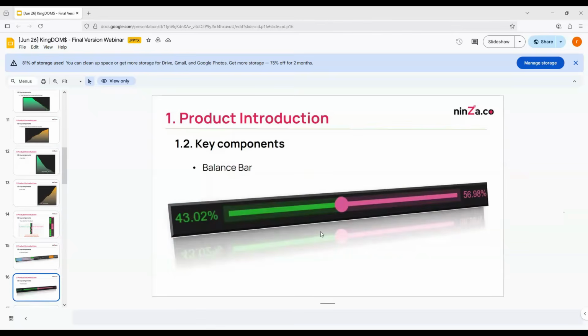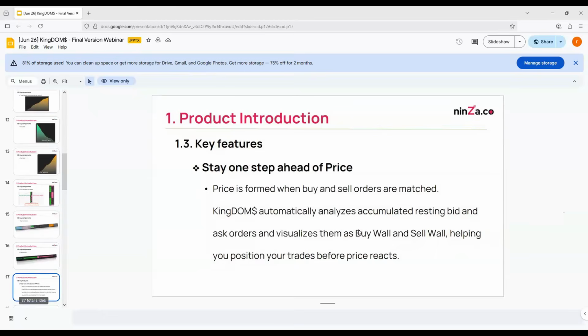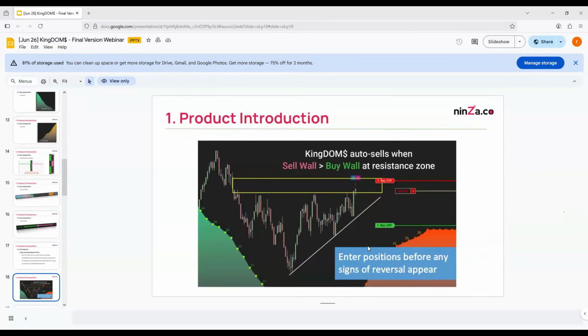This is the gauge I was talking about, right? You're going to see this on a chart. If there are more sellers, it's going to say so, and more buyers, it's going to say so. And obviously if there are more sellers, this dot is going to go more to the left, more buyers, it's going to go more to the right. Okay, so we covered this part.